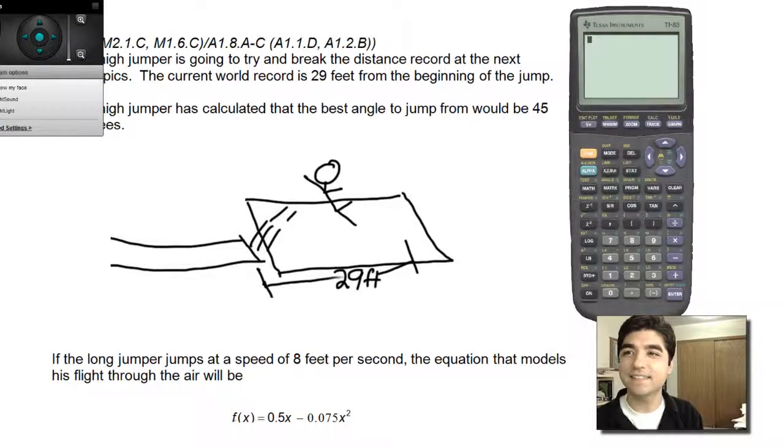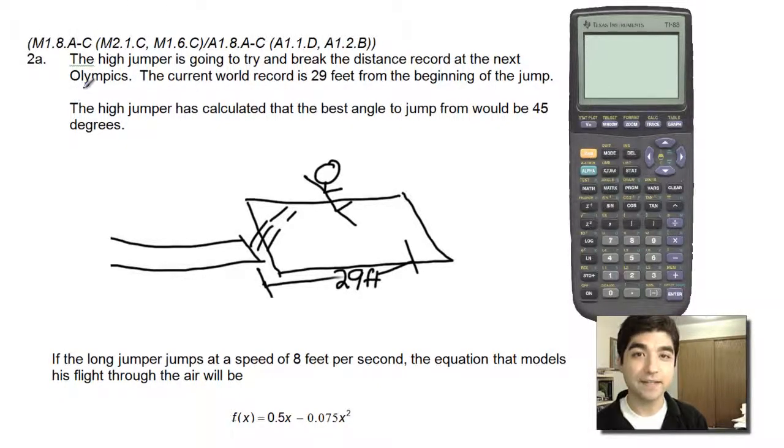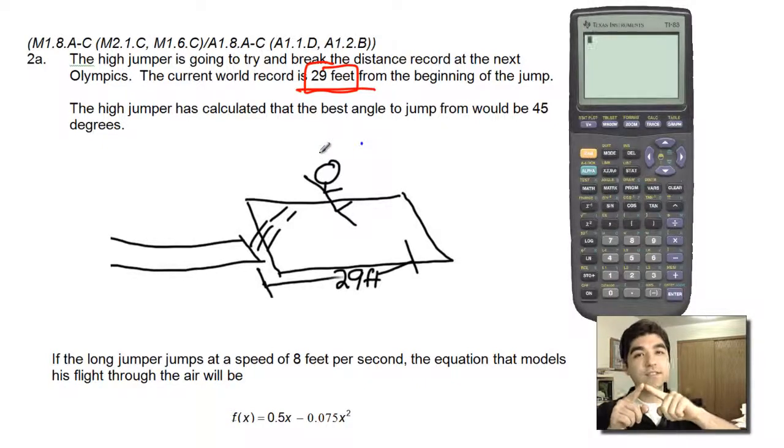Hey, so this is question number 2A of the practice test for Marble Canyon, and the high jumper is trying to break the distance record at the next Olympics. The current world record is 29 feet. Okay, so that's an important number for us in this situation. So he's trying to jump from 0 feet to 29 feet. And the high jumper has calculated that the best angle for him to jump would be 45 degrees.